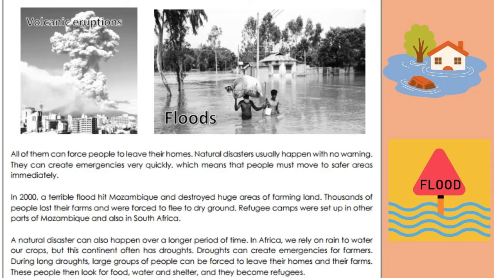A natural disaster can also happen over a longer period of time. In Africa, we rely on rain to water our crops, but this continent often has droughts. Droughts can create emergencies for farmers. During long droughts, large groups of people can be forced to leave their homes and their farms. These people then look for food, water, and shelter, and they become refugees.